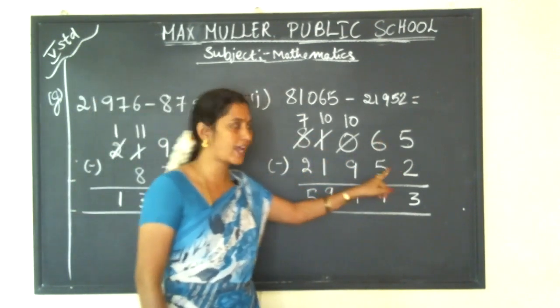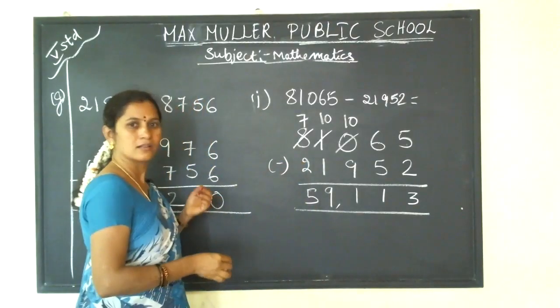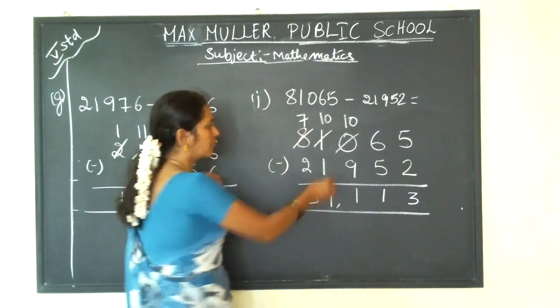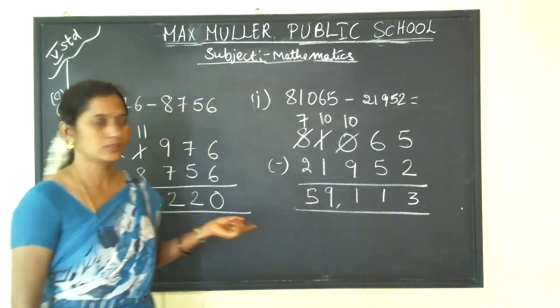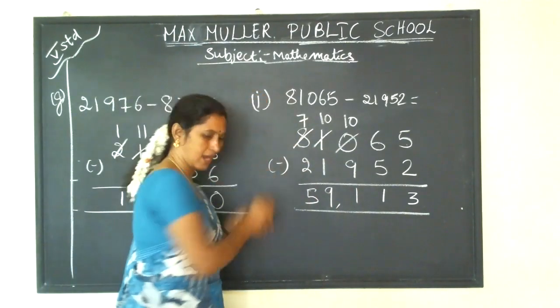Got it, children? Once again, so after yes, 5 minus 2, 3, 6 minus 5, 1, 7 plus 3, 10 minus 9, 1, 10 minus 1, 9, 7 minus 2, 5. Okay, this is the answer for the sum I1.